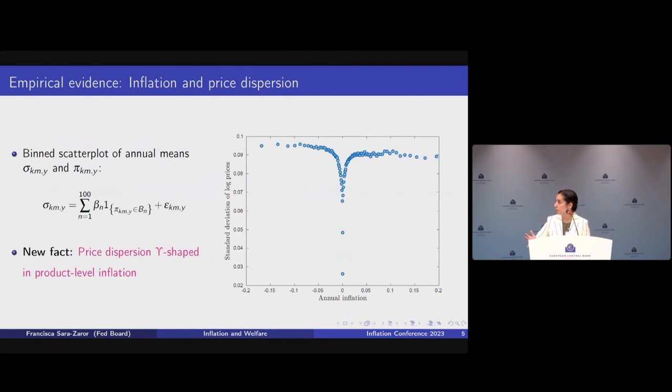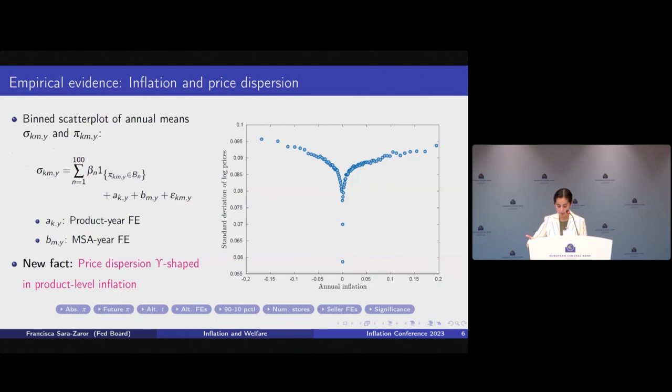The next thing that I do is to simply take all these observations and compute this bin scatter plot. What this means is that I just take all the observations of product level inflation at the product, MSA and annual level, and I divide them into 100 equally sized bins. Then for each bin that you can see on the x-axis, I am going to compute average price dispersion. And this is each dot that you observe in this figure. What you can see is that around zero product level inflation, price dispersion is going to jump, and then it will become flatter as absolute inflation increases. And this is why I called this pattern upsilon shape.